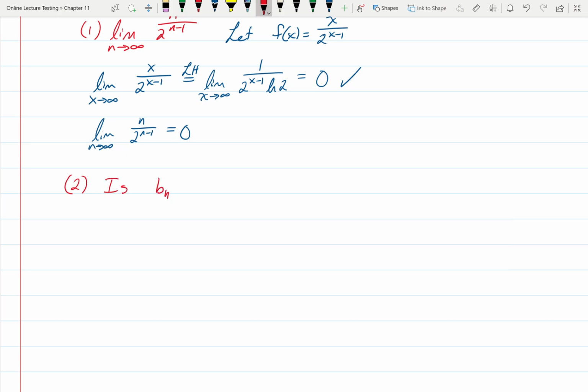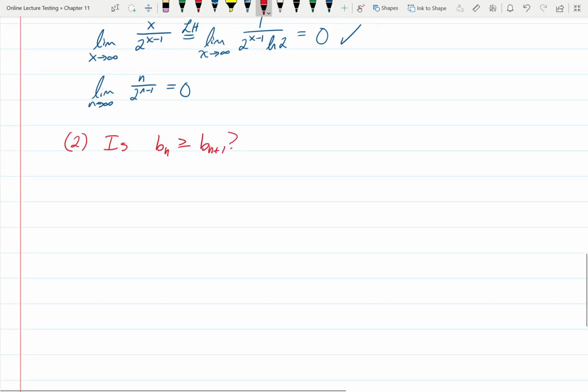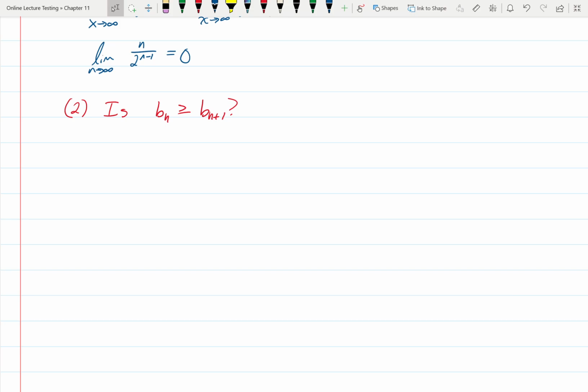Is b sub n greater than or equal to b sub n plus 1? So that's our question, right? Now that we satisfied our limit, my suggestion for all of these when you're doing the alternating series, and we're going to see why here in a little bit, is always do the limit process first, because there's going to be some nice things that happen with that if we run into some issues, and we'll go over that example here in a second.